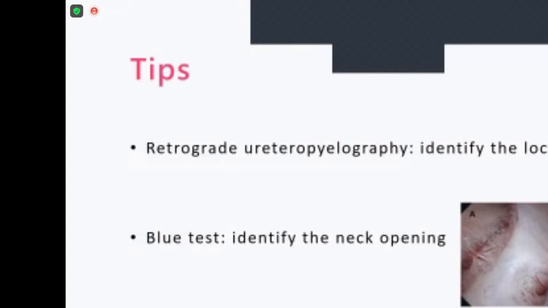And also, if we identify the neck or the opening, the neck must be enlarged to avoid recurrence. Because if you don't enlarge the hole, maybe the fragmentation or the dust will stay within the diverticulum, and it cannot wash out or flow down to the bladder. What is important, from the previous reviews, is that there is metabolic abnormality in this kind of diverticulum stone. So we need to arrange some metabolic evaluation for these patients to avoid recurrence.